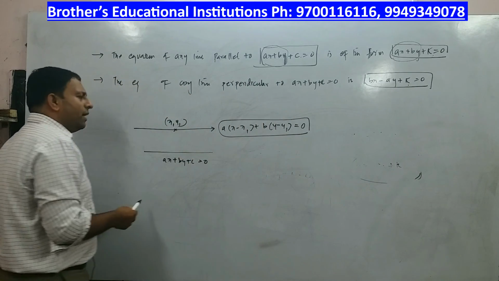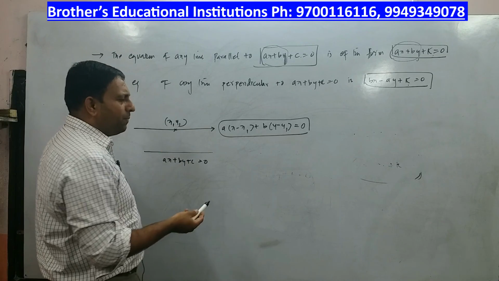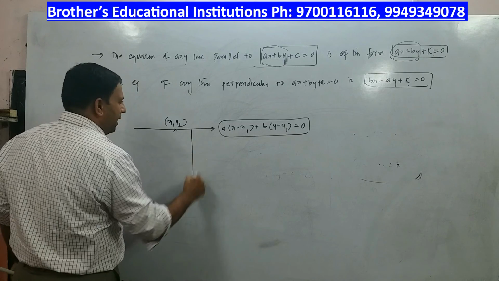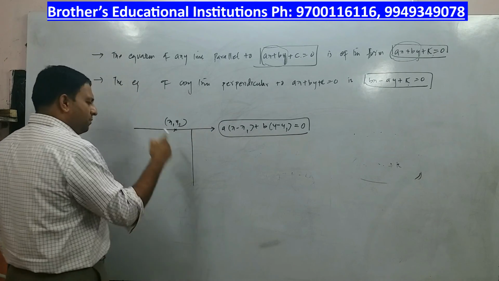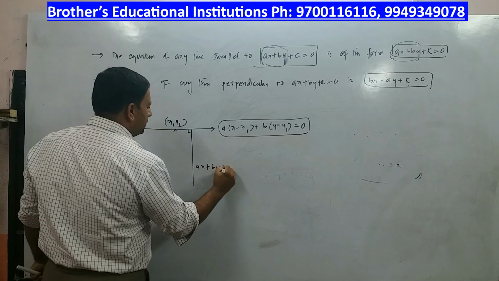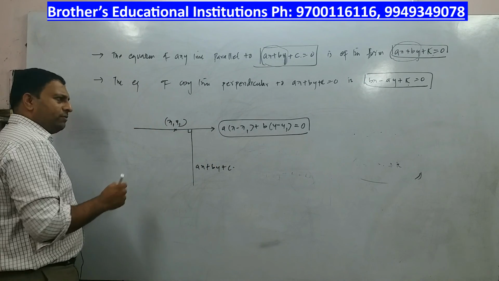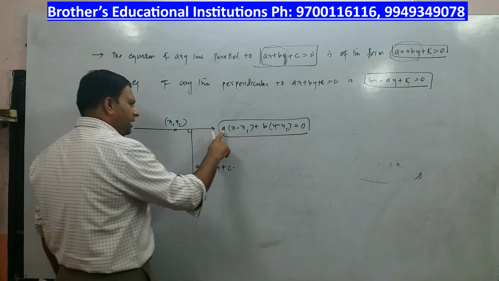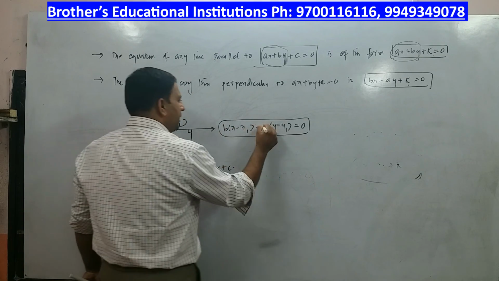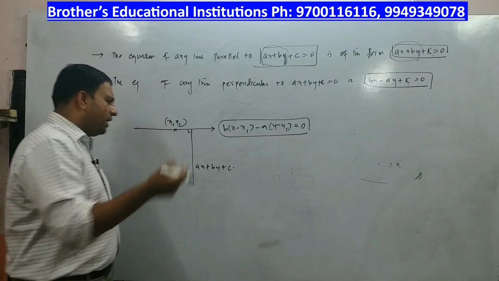Now since you have understood what the format for parallel is, you may ask me, sir, if my required line is perpendicular to ax plus by plus c is equal to 0 and passing through x1, y1, then what will be my answer? Here you are going to have b into x minus x1 minus a into y minus y1 is equal to 0. Let me repeat for you.